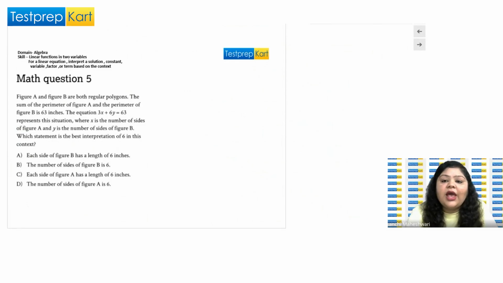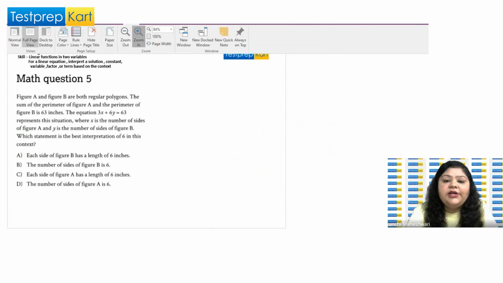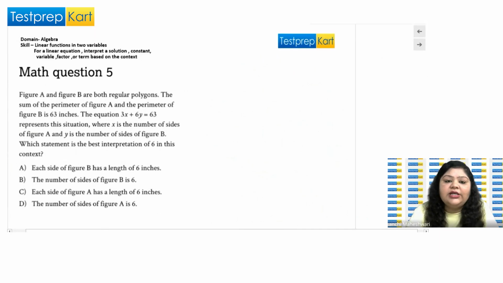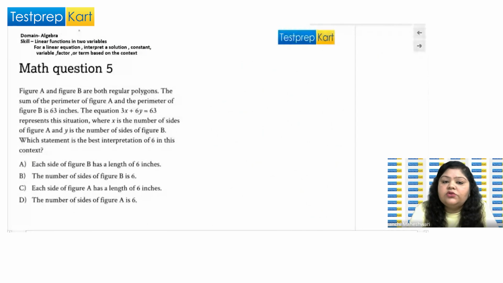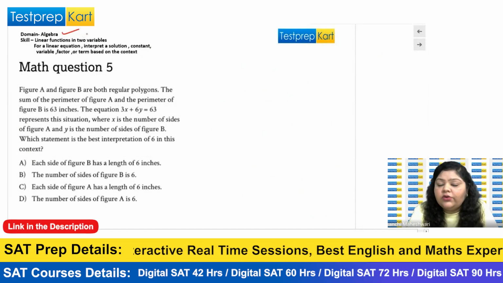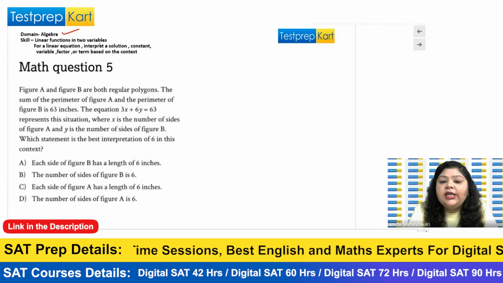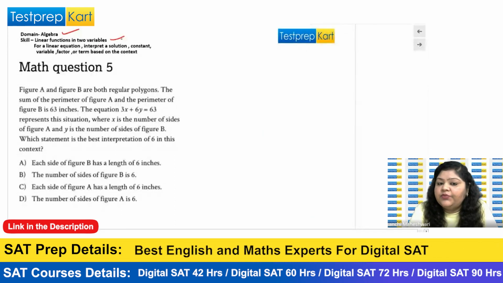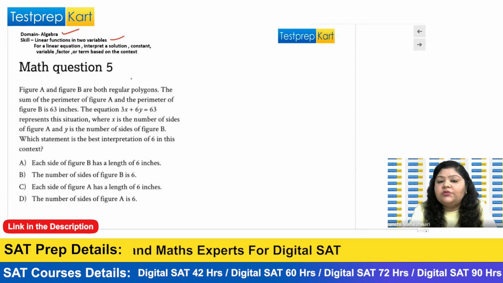Number 5. Let me zoom in on this question a little bit for you. Yes, now that's clearly visible. Have a look. That also belongs to the same domain, algebra, and from the module algebra, it belongs to the linear function in 2 variables again. Have a look at what question number 5 is saying.